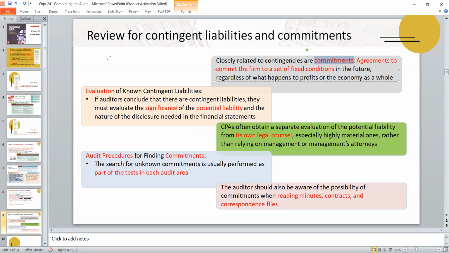If you have a bank loan, of course, if you want to have the money from the bank loan, you need to give some kind of guarantee. This guarantee given to the bank is a kind of commitment, because you know the exact amount. What is the fixed condition?